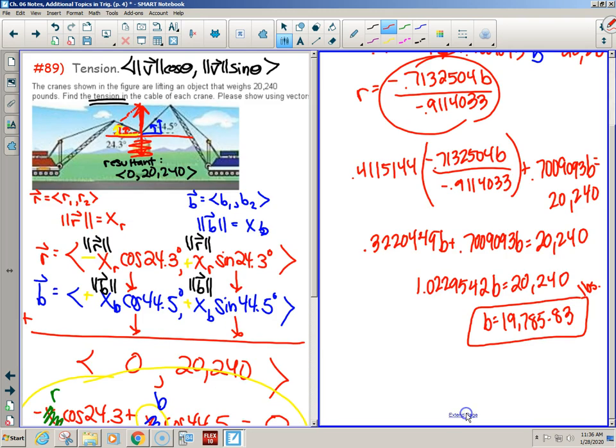It's going to be a little less, because the angle is a little bit lower. That should logically kind of make sense. If the angle's higher, you're bearing more. If the angle's lower, R is equal to 15,484.09.